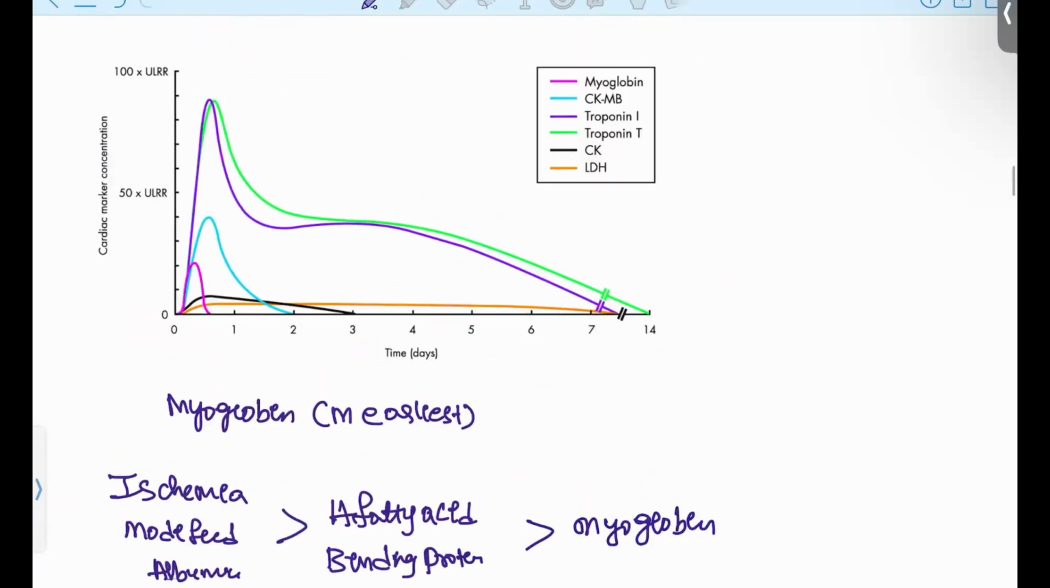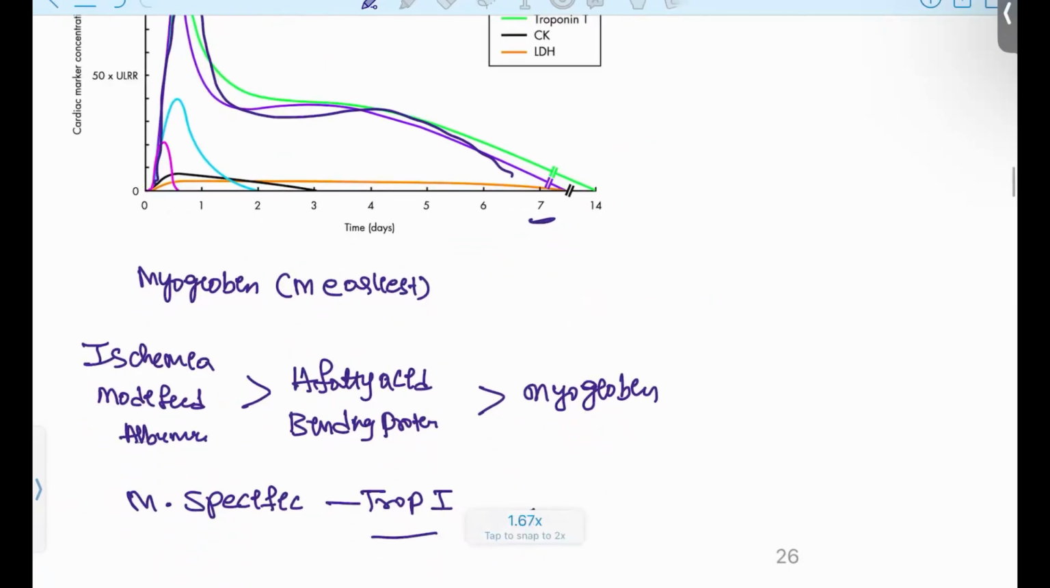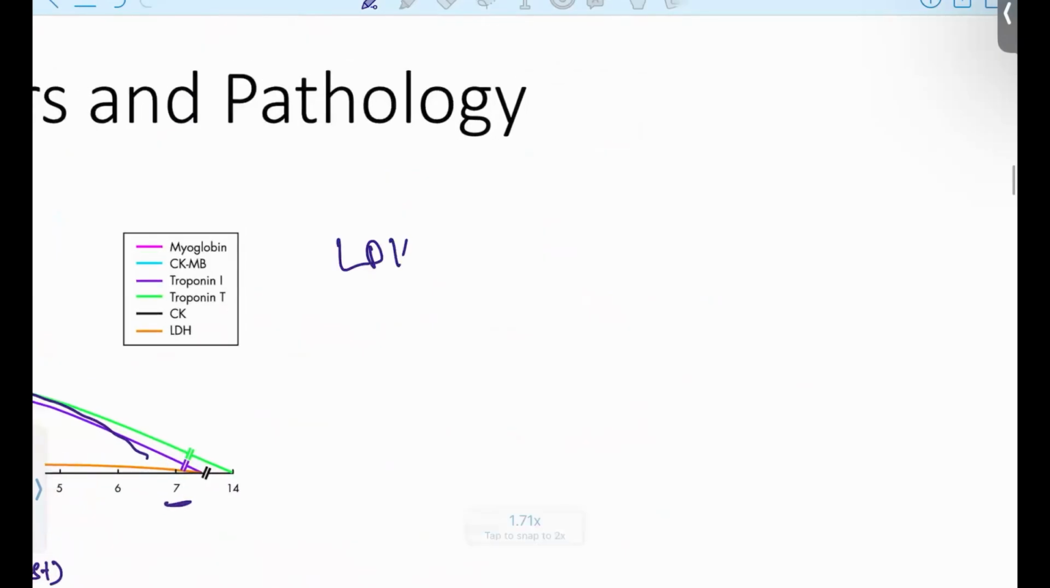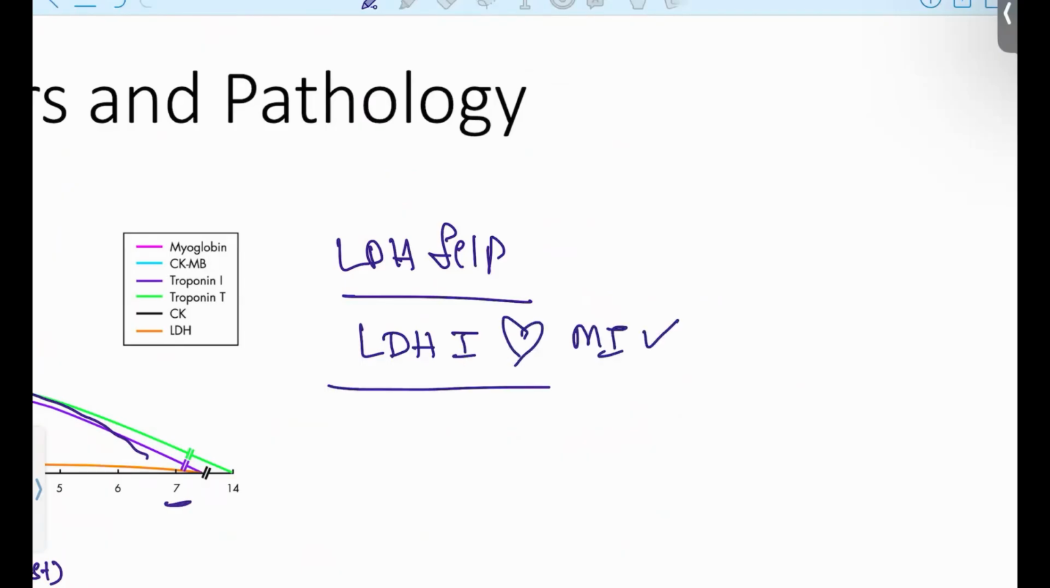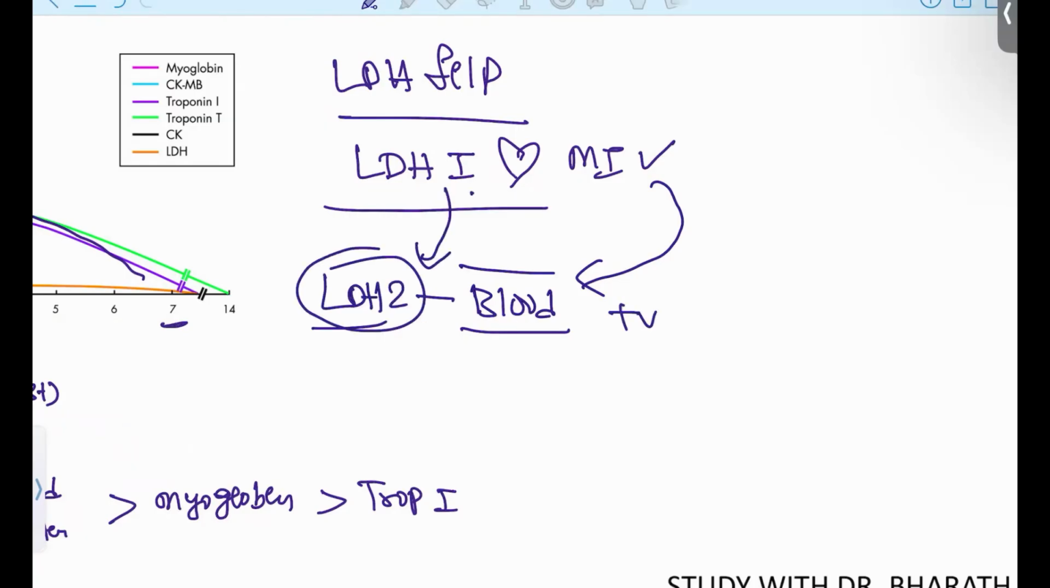Here we can see the troponin is elevated, and it is also present after 7 days. So that's why it is most specific. Even if the patient has any kind of reinfarction, it will be elevated. So that's why it is most specific. And LDH flip. What does LDH flip mean? Basically our heart consists of LDH1. So if the MI patient has LDH1, this will leak into the blood circulation. But the blood vessels normally contain LDH2. If LDH2 is replaced by LDH1, then we have to consider it a LDH flip, likely to be MI.